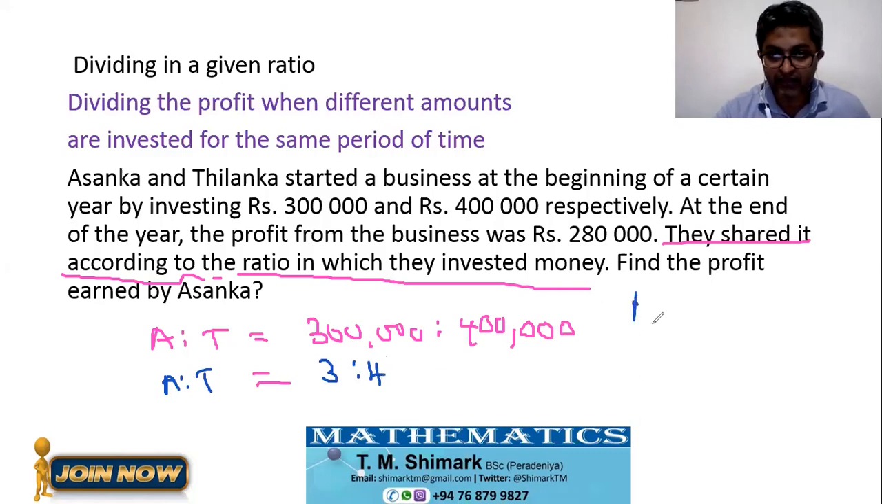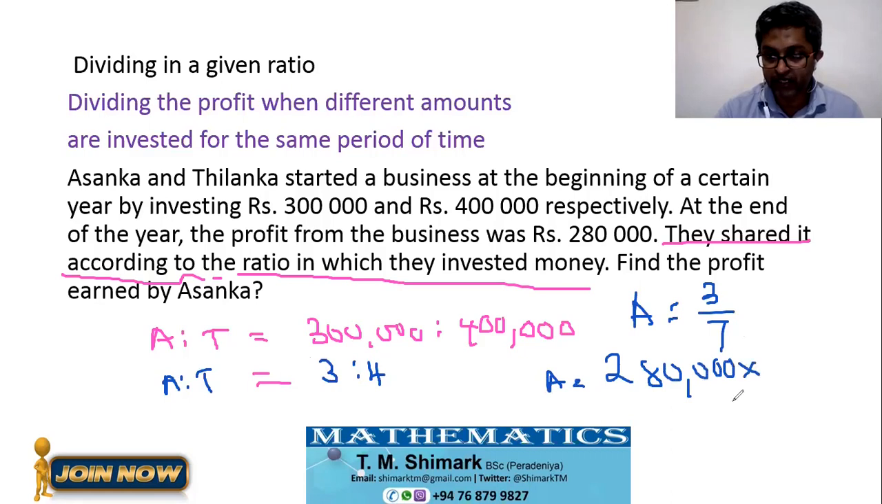So total ratio is 3 plus 4 is 7. So that will come as the denominator. Asanka's is 3 portion. So Asanka will be getting 3 out of 7 fraction. That means the total profit will be shared in this one. So Asanka equals, total amount is 280,000 multiplied by 3 by 7.